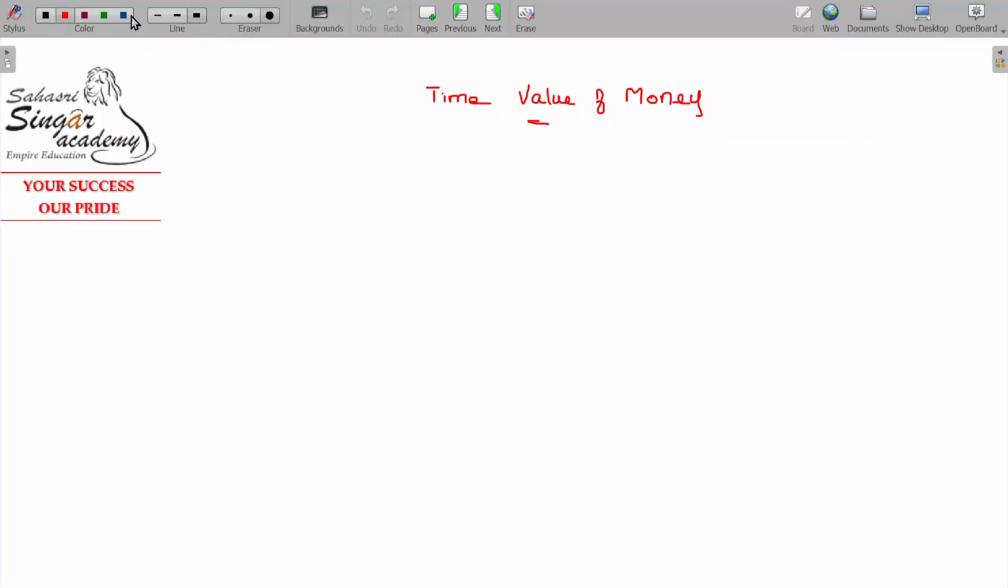Now, time value of money calculation. I am going to use the compound rate of interest, interest on interest case. How do you calculate this compound rate of interest?